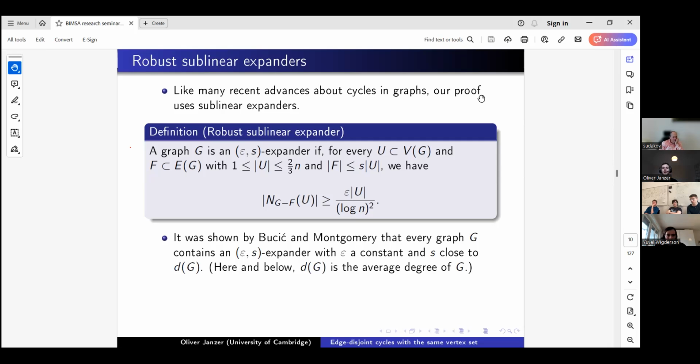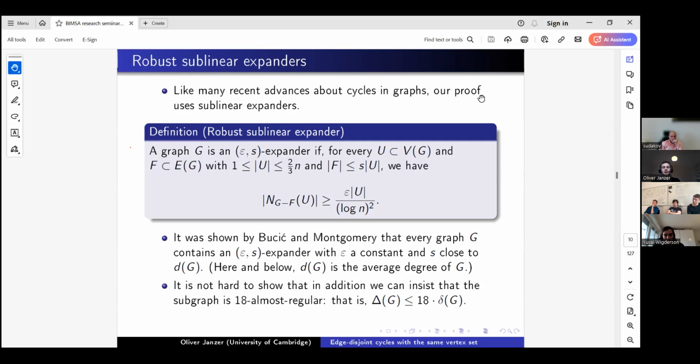Now, clearly you can't have S bigger than the average degree because, as I said before, if you delete every edge incident to a set, then the set will definitely not expand. So you can only delete roughly the degree many edges per vertex. So you can't hope to find an expander with S higher than d(G), but you can, as they showed, find an expander where S is close to d(G).